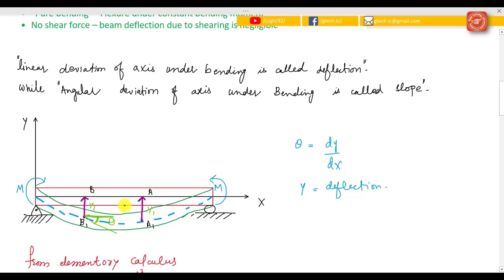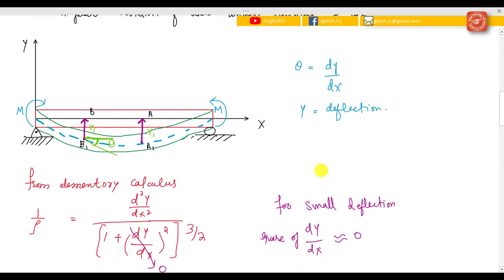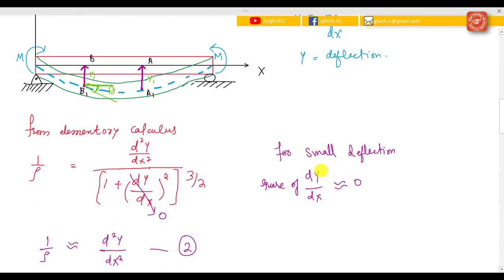We know that theta is equal to dy over dx. So from our elementary calculus, 1 over rho is equal to d square y over dx square, over 1 plus dy over dx square, whole to the power 3 by 2. We know that the deflection of this element is really small, so we take this term as 0. So the square of this term would be 0, and after rearranging the equation, 1 over rho is equal to d square y over dx square, and we call it equation number 2.